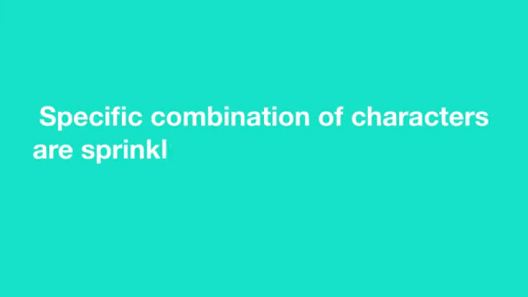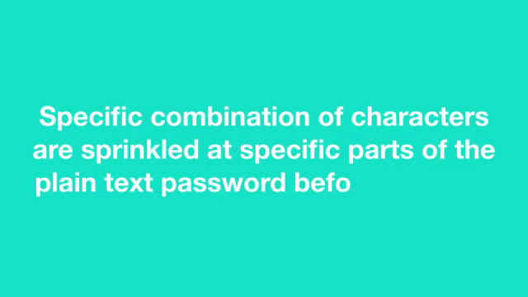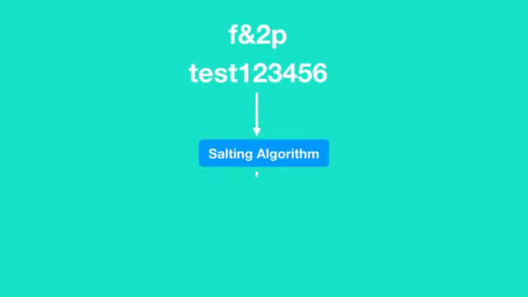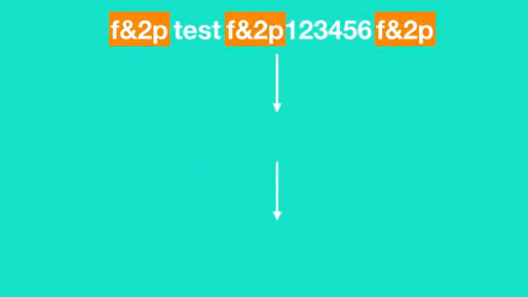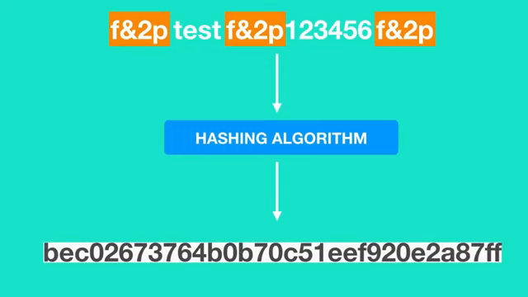A new technique called salting was introduced by security analysts to give hackers a hard time in cracking passwords. In this technique, a specific combination of characters is inserted at specific positions of the plain text password before hashing. Every company has its own salting algorithm and they don't make their salting algorithm public. For example, let's say Facebook's salting algorithm inserts the string f&2p at the beginning, after the third character and at the end of the plaintext password. After salting the password, the salted password is then hashed by a hashing algorithm.